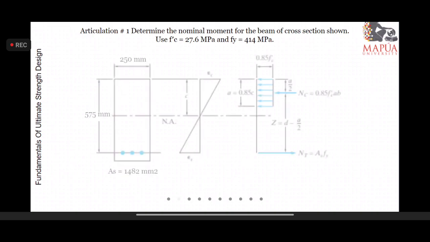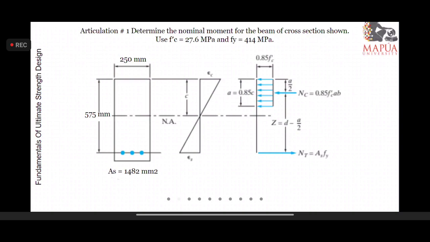We are asked to determine the nominal moment for the beam of cross-section shown using the material strengths Fc prime 27.6 megapascal and Fy 414 megapascal for the first illustration. Well, initially, we have this one, 250 by 575 as the model section.